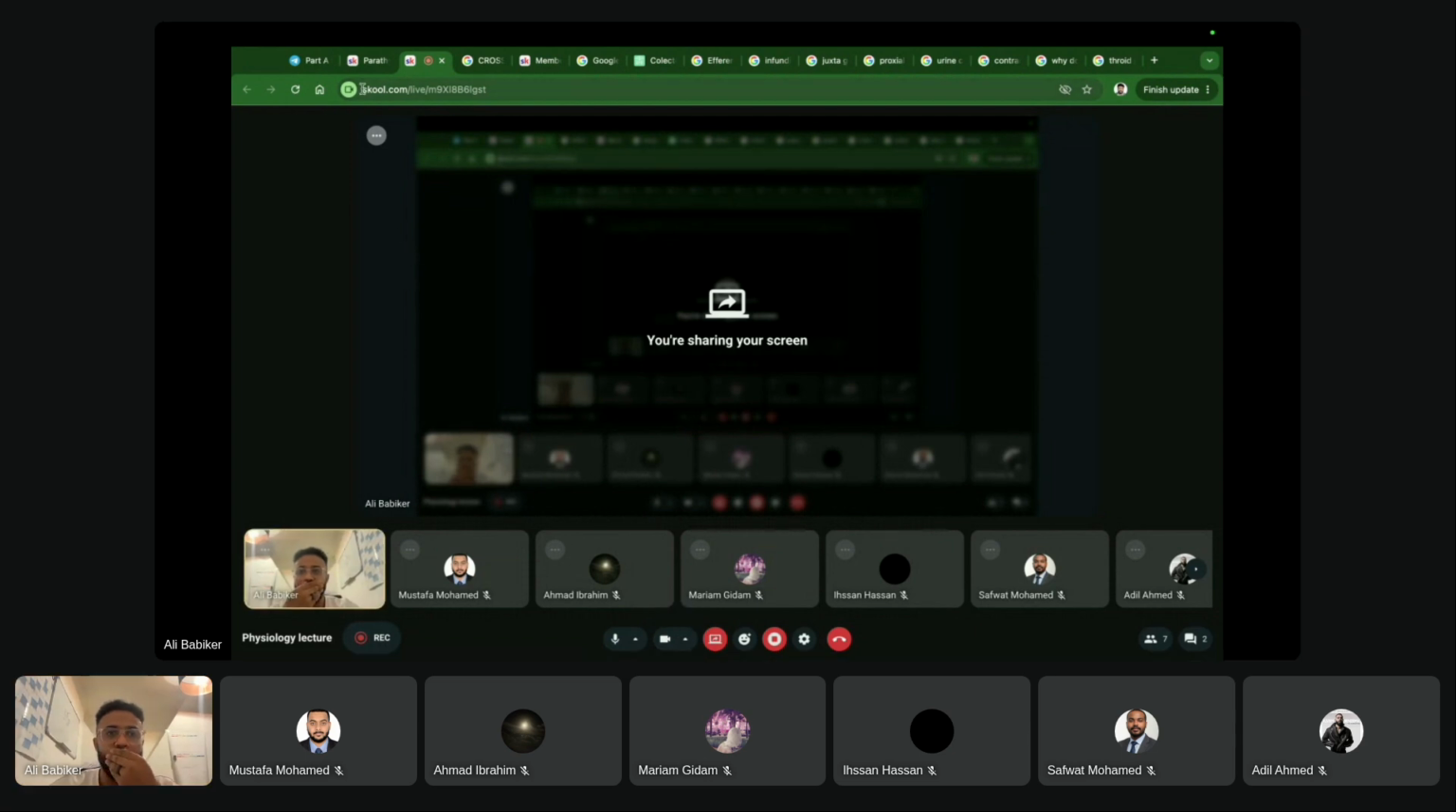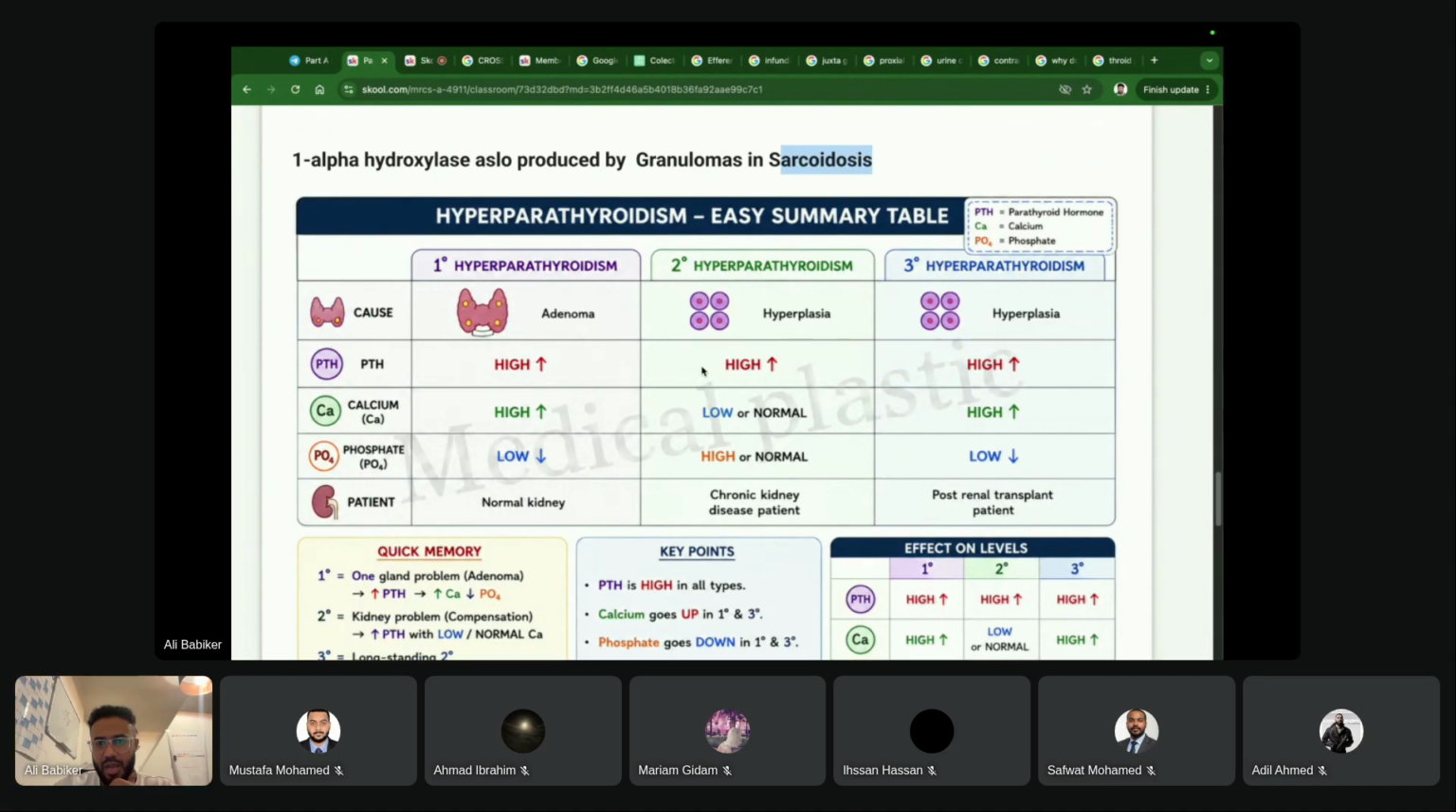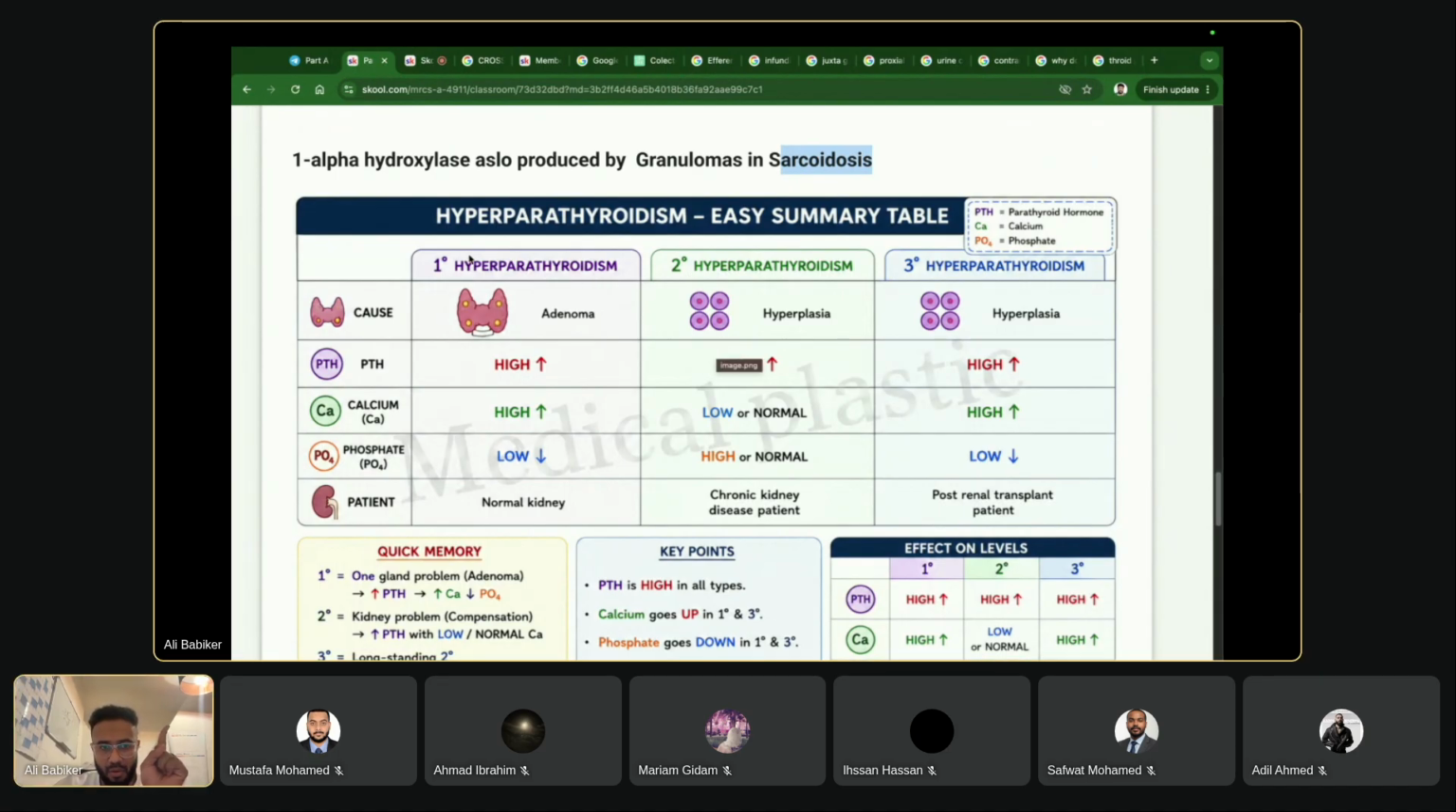Okay, let's continue. Fantastic. This image gives you an idea of the types. When we say 1, that means primary hyperparathyroidism. This means secondary hyperparathyroidism, and this means tertiary hyperparathyroidism.